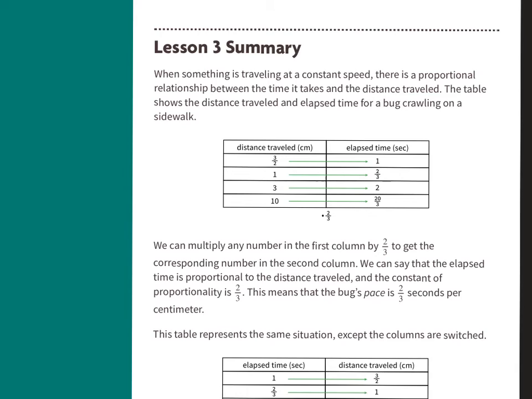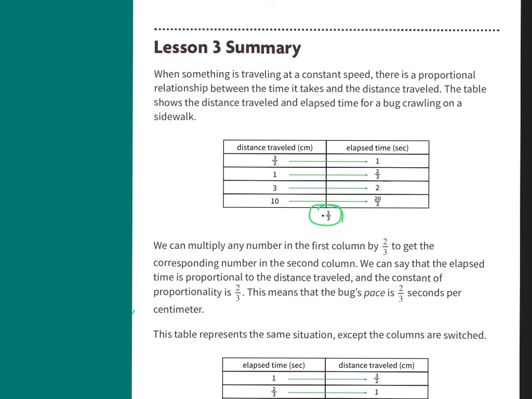When something is traveling at a constant speed, there is a proportional relationship between the time it takes and the distance traveled. The table shows the distance traveled and the elapsed time for a bug crawling on a sidewalk. Okay? So it has all of these, and then if you notice down at the bottom here, they have the constant proportionality. So 3/2 times 2/3 is 1. 1 times 2/3 is 2/3. 3 times 2/3 is 2. And 10 times 2/3 is 20/3.